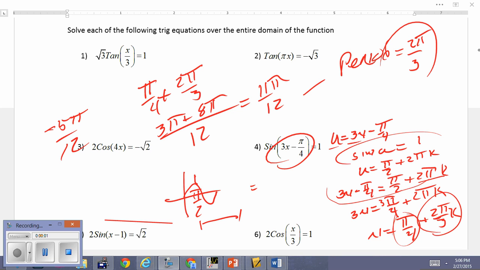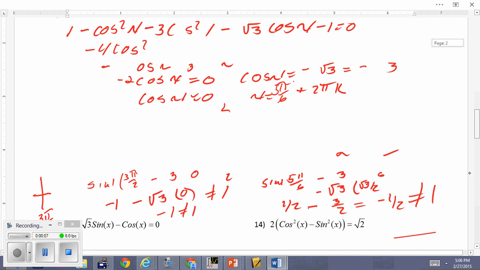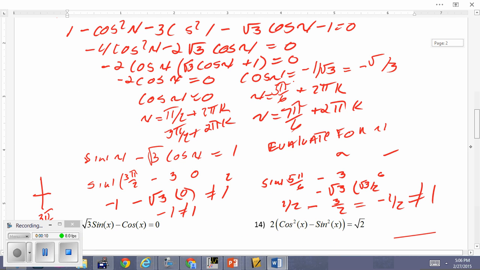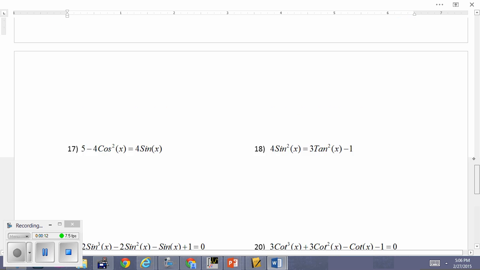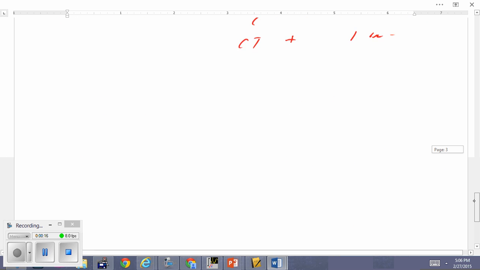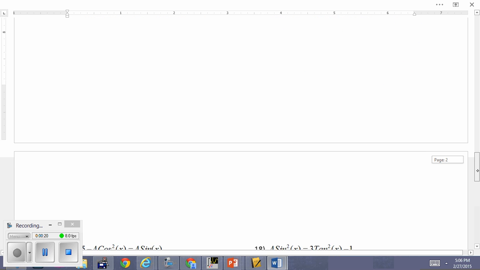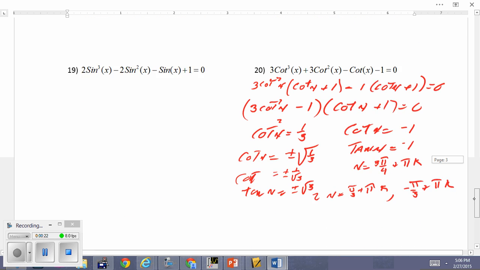Okay, guys, we're back here again. We're taking a look at another trig equation. Actually, that's not the one for now. We're going to go down to this guy, number 20, this cotangent expression.